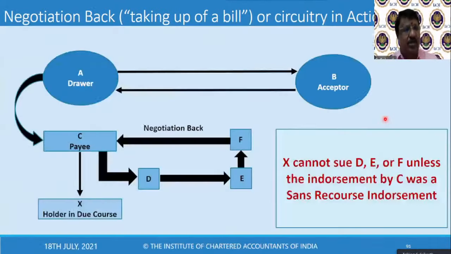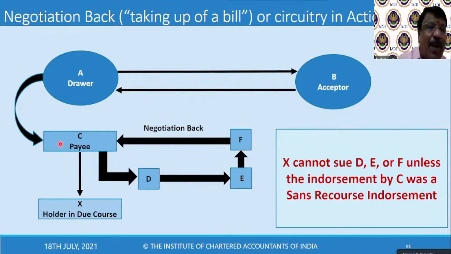See this diagram, you will understand. If I explain it, you won't understand. The diagram will explain. See what happened: A draws, B accepted. C is the payee. Now C negotiates it to D, normal, proper endorsement. Pay D, signed C. Pay E, signed D. Pay F, signed E. Pay C, signed F. Now what happened? C is the payee, the original endorser. He also becomes endorsee. Now are you able to see the circulation here? Circular, that's why it's called circular.